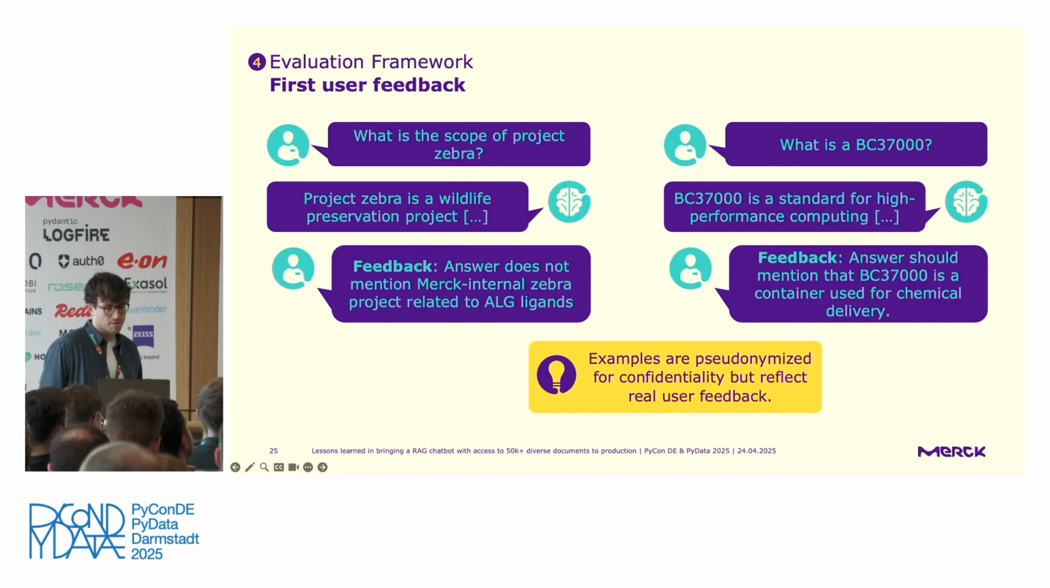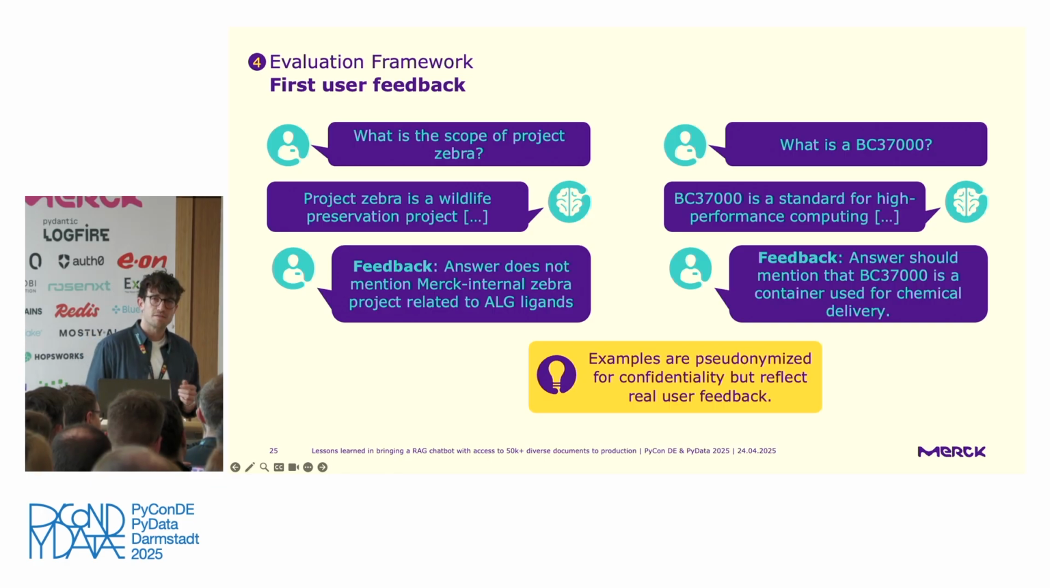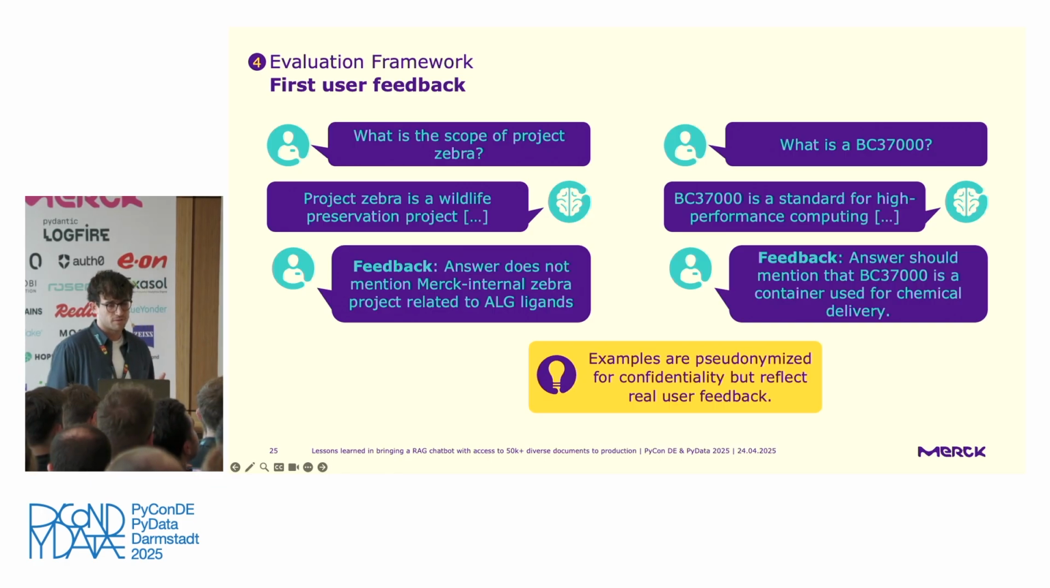And then on the right side, you have a second example where the user asks, what is a BC 37000? And then the LLM answered, BC 37000 is a standard for high-performance computing. And while this is factually correct, it's actually not really relevant. And so the user provided feedback that it should actually mention that BC 37000 is a container used for chemical delivery.